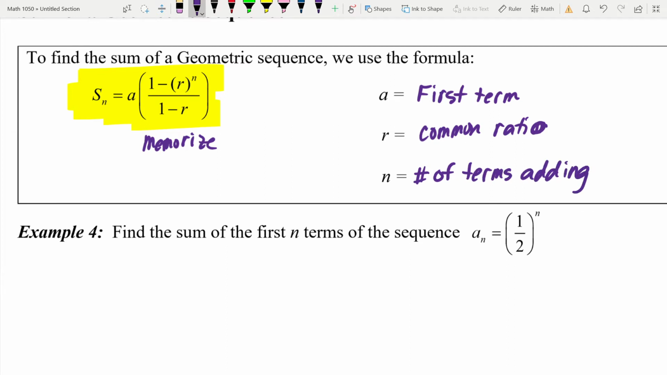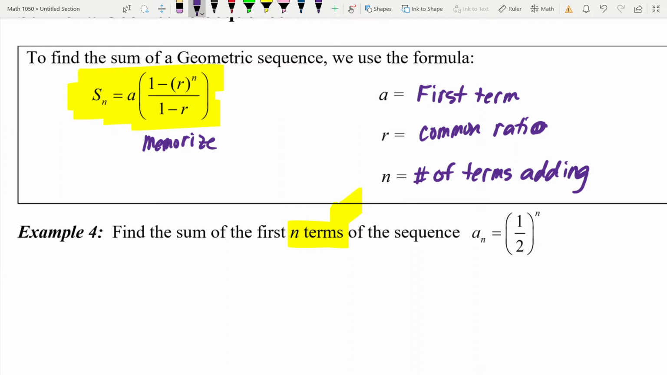So if it says find the sum of the first 20 terms or whatever, then my n is going to be a 20. Okay? Find the sum of the first n terms of the sequence. Take your highlighter and highlight it, or take your pencil and box it, the words n terms. Then I want you to draw an arrow to it.